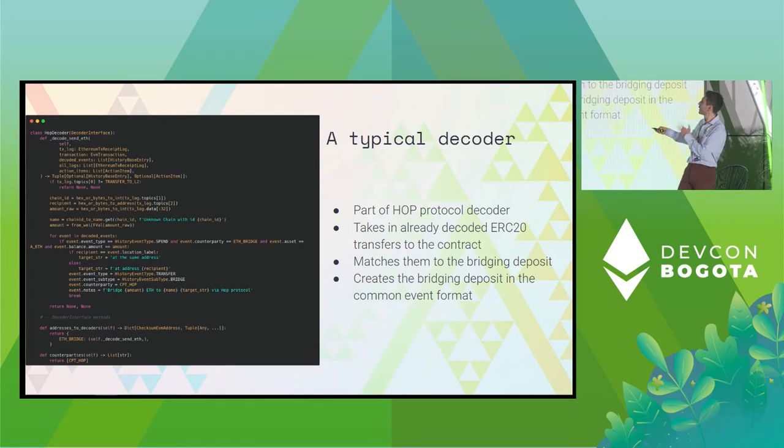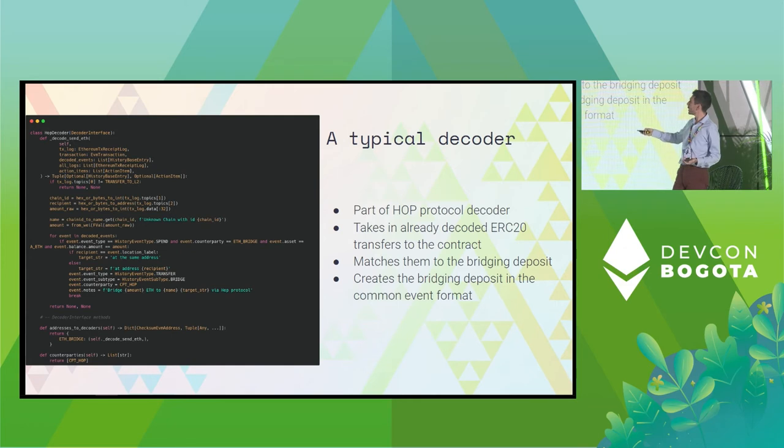The counterparty is the address of Hop, and the asset of ETH matches and the amount matches. So then we transform it into the common event format for Hop and give it a nice readable explanation, which is like: bridge the amount of ETH to either your own address or to some other address in the chain, so the name of the chain, via Hop Protocol.